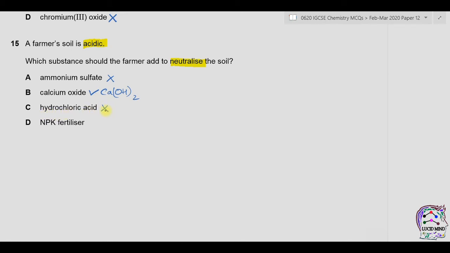C is hydrochloric acid. Again, acid cannot neutralize acid. D is nitrogen, phosphorus, potassium fertilizer, so therefore it only increases the nitrogen, phosphorus and potassium content of the soil, so it is also incorrect. So correct option is B.